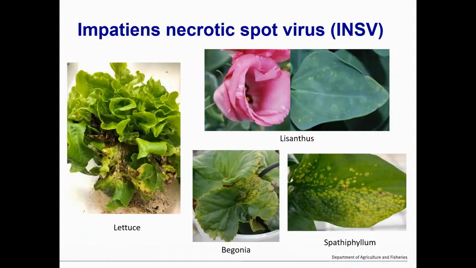And with impatiens necrotic spot virus, you can see in the lettuce it's not too dissimilar to tomato spotted wilt. So if you're in those areas where you can get both, it's really important to get some diagnostics done. And these are just some photos of the ornamentals, of what INSV looks like. Again, you're getting the spots and the rings.